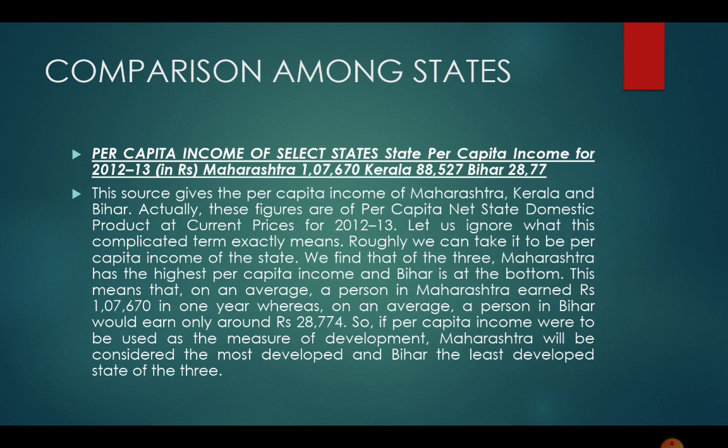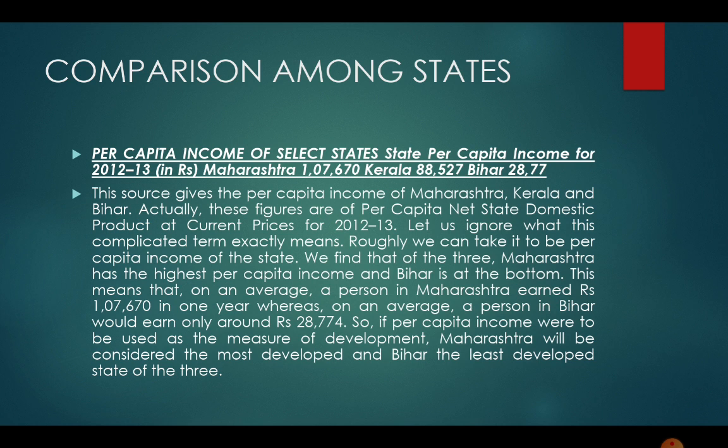This means that on an average, a person in Maharashtra earns 1,07,670 in 1 year, whereas on an average, a person in Bihar would only earn rupees 28,774 in a year. So you can see how less is the per capita income of Bihar. So if per capita income were to be used as the measure of development, Maharashtra will be considered the most developed and Bihar the least developed state of the three.